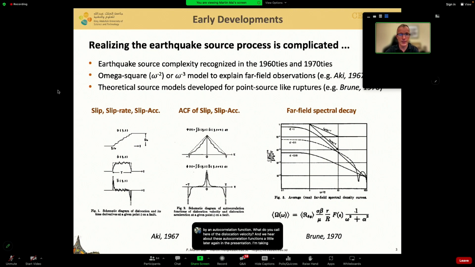Taking this together, he proposed an omega-square or an omega-cube model to explain far-field observations. And we all know that Jim Brune took on this information and this work and developed the now famous Brune model that everybody has been using for something like 50 years or more to describe far-field spectral decay and build associated models.